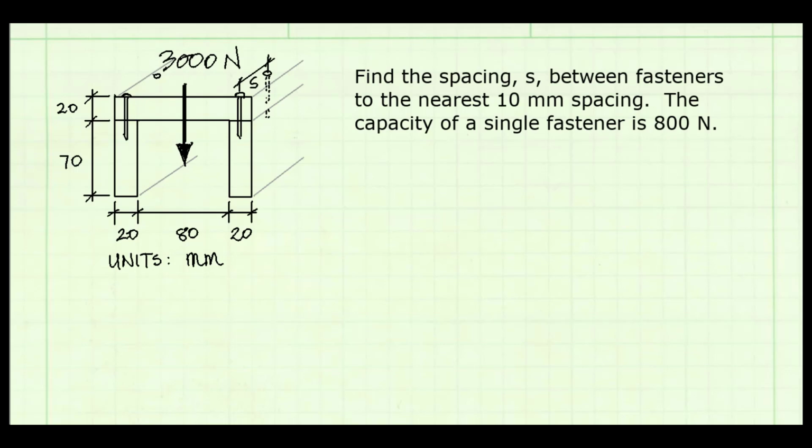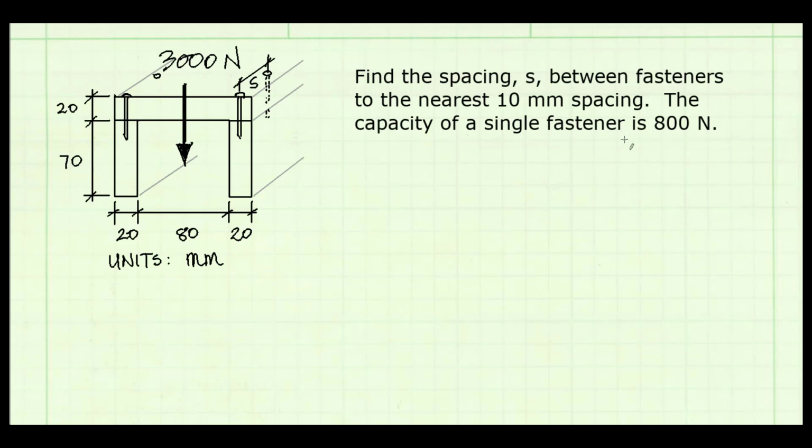This example problem states, find the spacing s between fasteners to the nearest 10 millimeters. The capacity of a single fastener is 800 newtons. We have a beam cross-section shown with an internal shear force acting on the cross-section of 3,000 newtons. We're given the dimensions in millimeters. And here's the spacing we're trying to find. It's the longitudinal spacing between sets of fasteners. So how far to the nearest cross-section with fasteners.